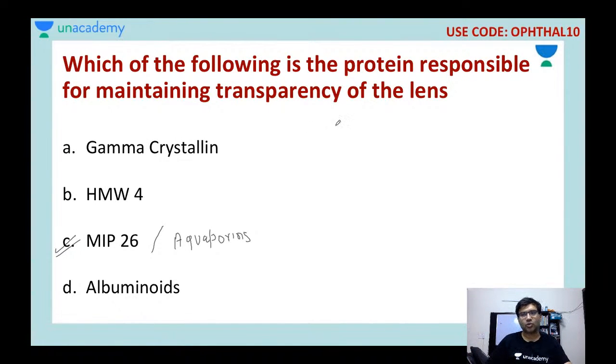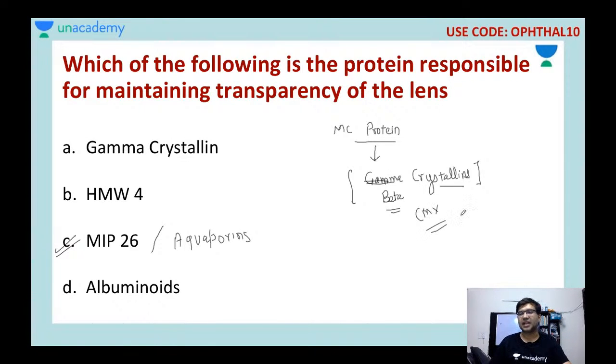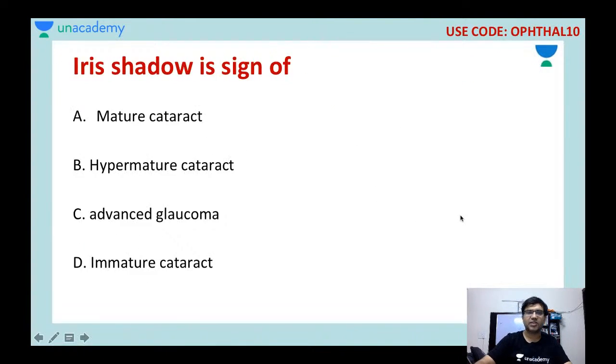So if they ask the most common protein that is seen in the crystalline lens, then your answer becomes gamma crystalline. Sorry, then it becomes beta crystallines. We have 3 types of crystallines: alpha crystalline, beta crystalline and the gamma crystalline. They are the water soluble type of proteins, and the most common of them is the beta crystallines. Okay, chalo, let's move to our next question.